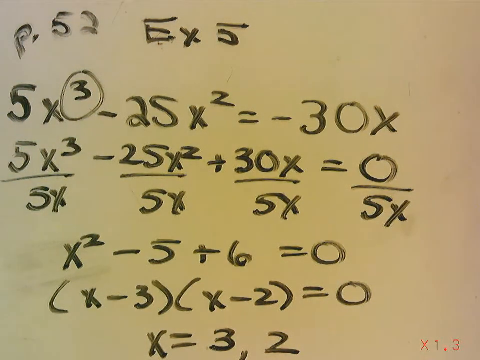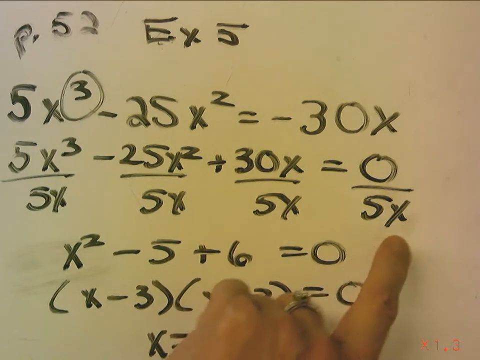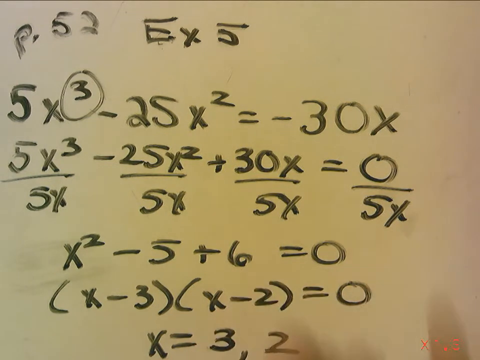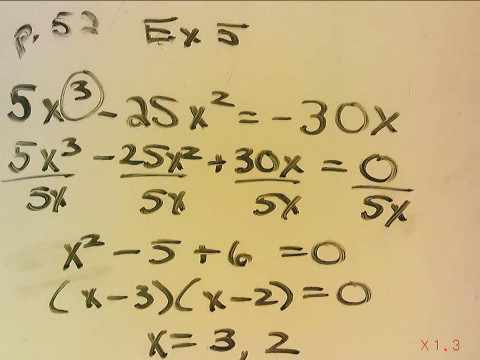We know there's going to be 3 answers. There's always going to be the same number of answers as the largest power. Sometimes the same answer may occur twice, but there's not just going to be 2 answers. So we lost an answer because we divided by an x. Now, x could be 0, which is the reason you can't divide by x.